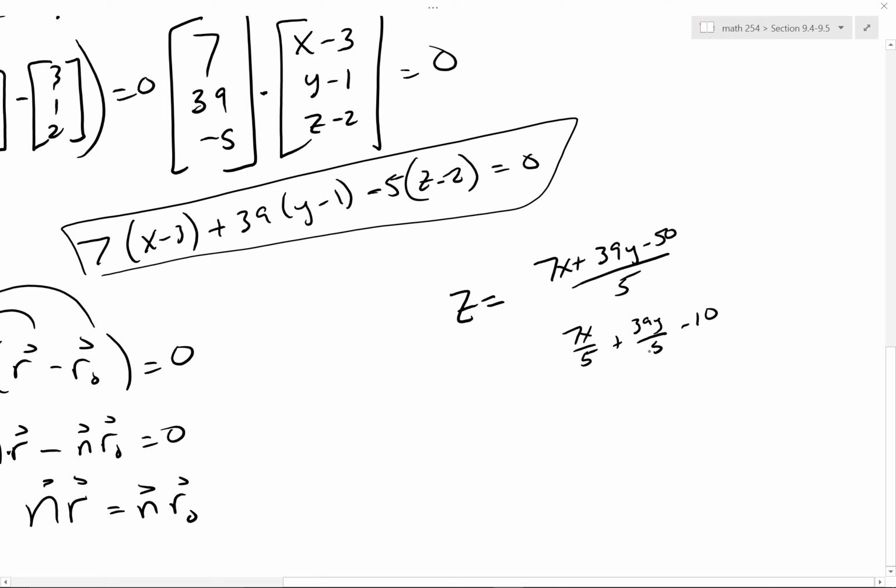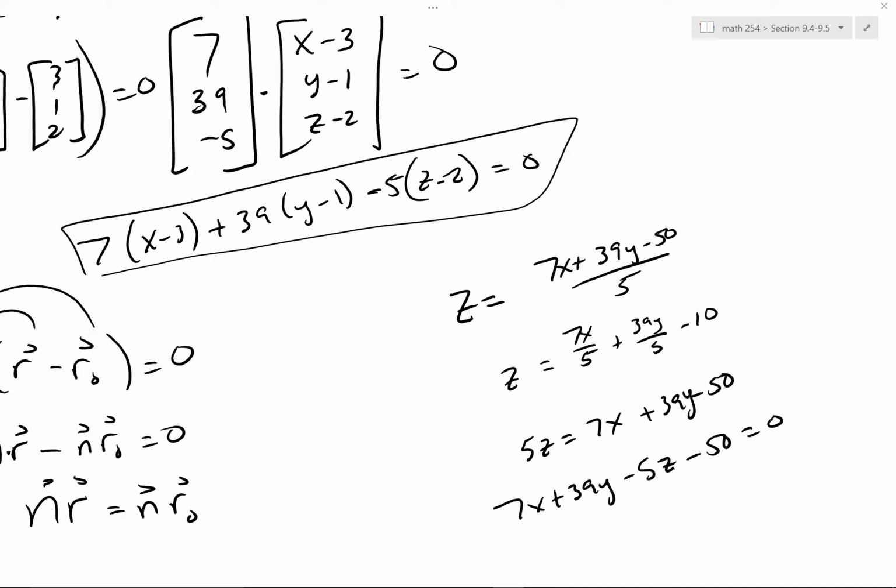You could also equal z, or you could also multiply everything by 5, and so you'd get this. You'd have 5z equals 7x plus 39y minus 50. And then you could say, well, bring this guy over. So you could do it a couple different ways. You could say 7x plus 39y minus 5z minus 50 equals 0. So same idea, just lots of different ways to show it. Which one's better? The answer is it doesn't matter a lot, to be honest with you. Preferably, if it's me, I like this one.